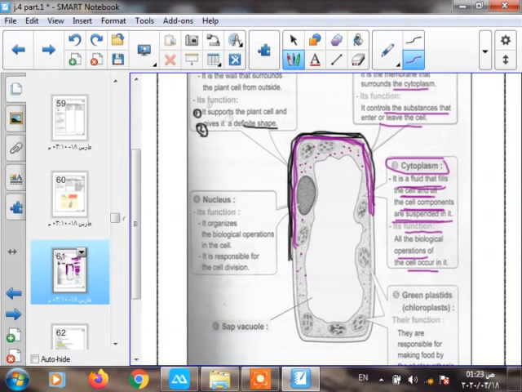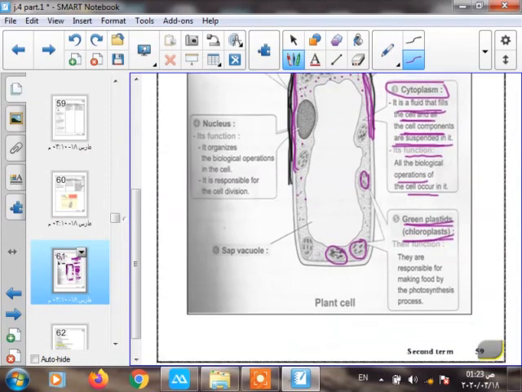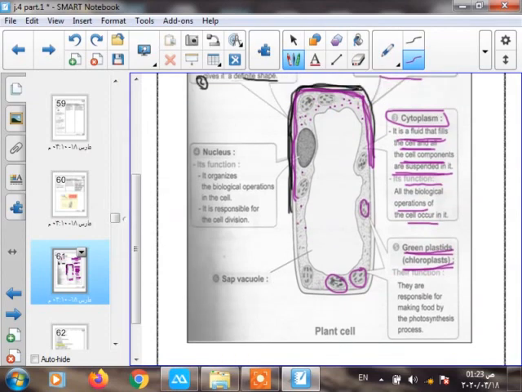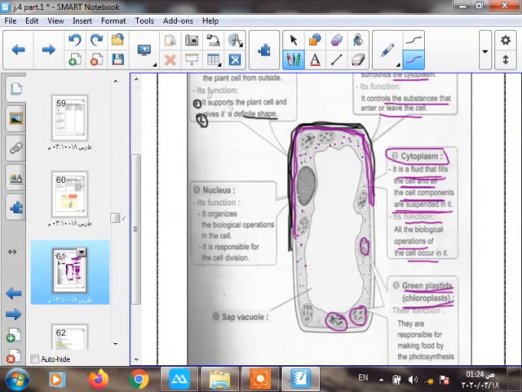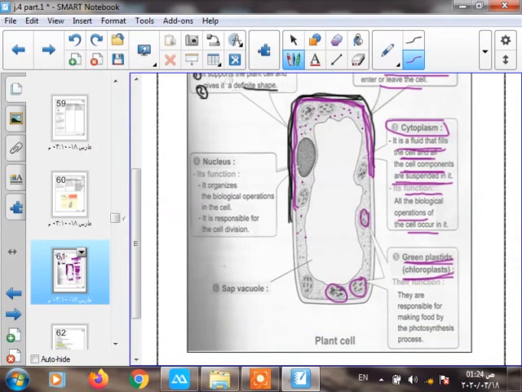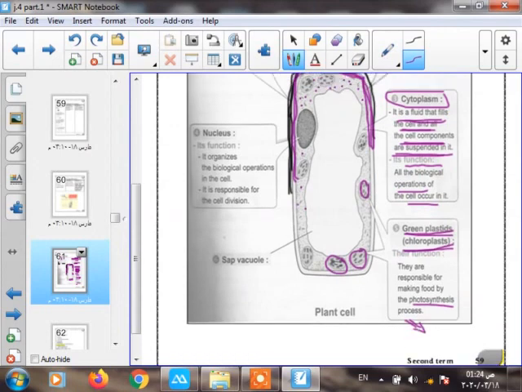And then we have these bars, called green plastids or chloroplasts. What is the function of these green plastids? They are responsible for making food for the plant by the photosynthesis process. What is photosynthesis? Absorbing sunlight from the sun to make the food of the plant.